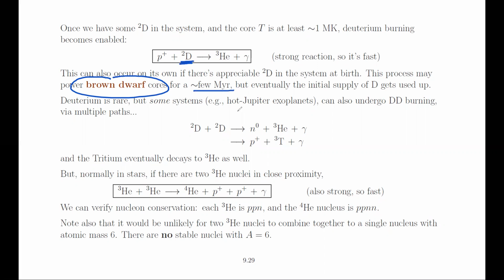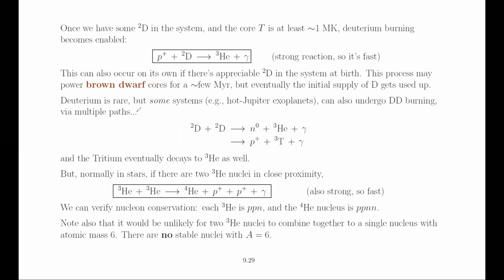It takes a few million years to do that, and they can glow a bit. They can have some luminosity from that, but it doesn't last that long. And like I say here, eventually that initial supply gets used up, and the brown dwarf is too low mass for the temperatures to rise to the level of being able to do anything else with this helium-3. So it just sits there, and the brown dwarf gradually cools off over the next few billions of years.